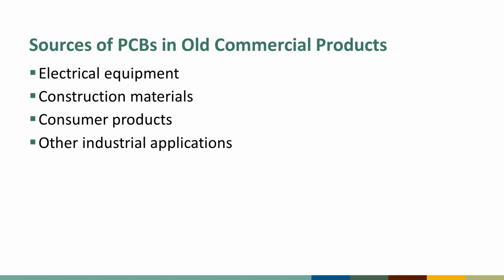Consumer products such as inks and carbonless transfer paper are additional sources. Other materials that contain PCBs include various fluids and oils used for lubrication, hydraulics, diffusion pumps, plasticizers, flame retardants, and pesticide extenders.